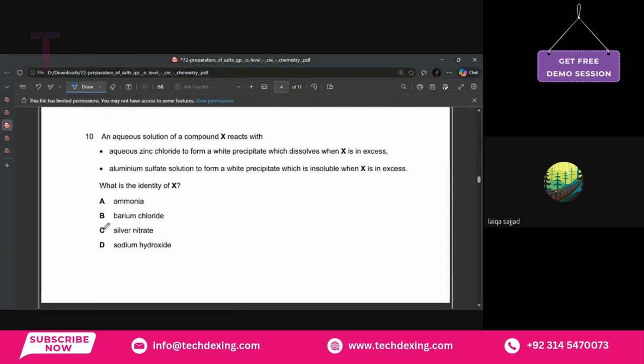Okay. Then we are given an aqueous solution of a compound X. It reacts with aqueous zinc chloride to form a white precipitate which dissolves when X is in excess, and aluminium sulfate solution to form a white precipitate which is insoluble when X is in excess. What is the identity of X? Ammonia, barium chloride, silver nitrate, or sodium hydroxide? X reacts with aqueous zinc chloride to form a white precipitate which dissolves when X is in excess.